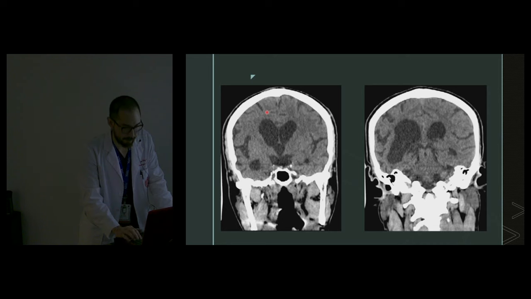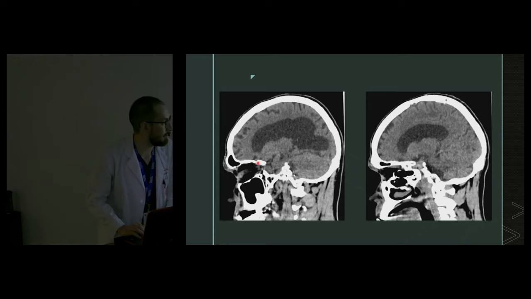On the coronal reconstruction of the same CT scan, it demonstrates the right-sided generalized parenchymal loss, which was very evident by the ventricular asymmetry, the prominence of the sulci, and the perisylvian and temporal regions.